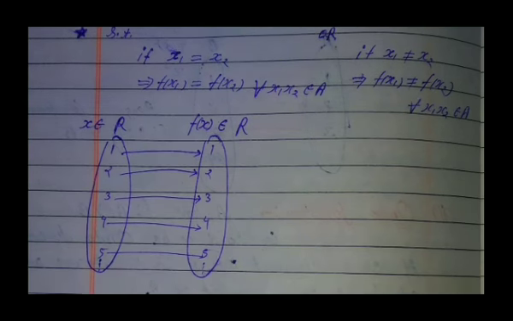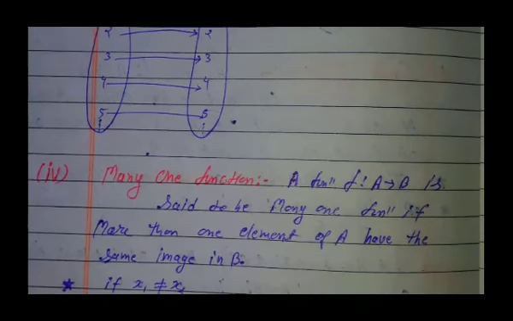And by the mapping, 1 is mapped to 1, 2 mapped to 2, 3 mapped only to 3, 4 mapped only to 4 and 5 mapped only to 5, and so on. It means every element is mapped to only a single element, which is called the one-one mapping.